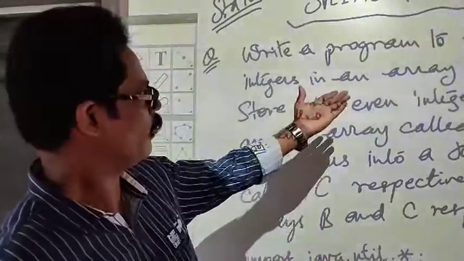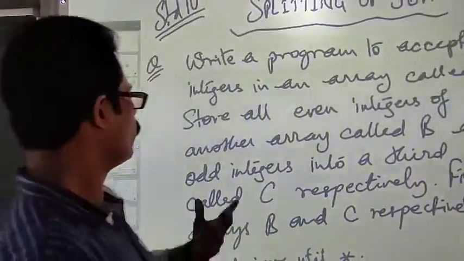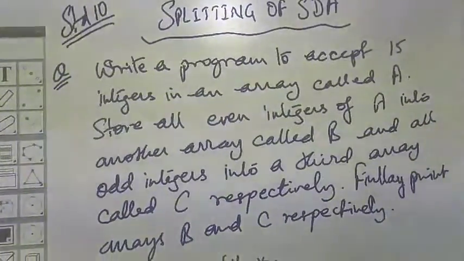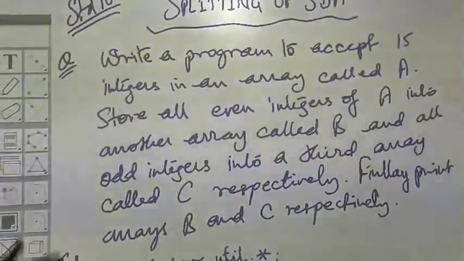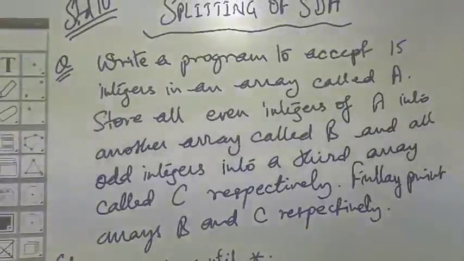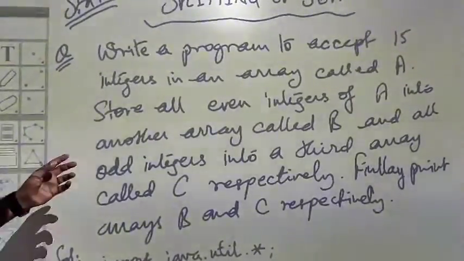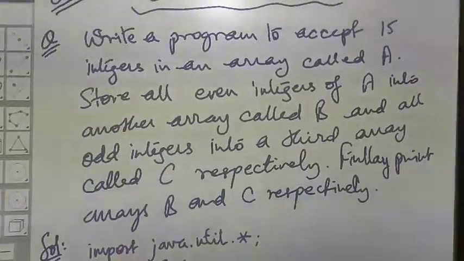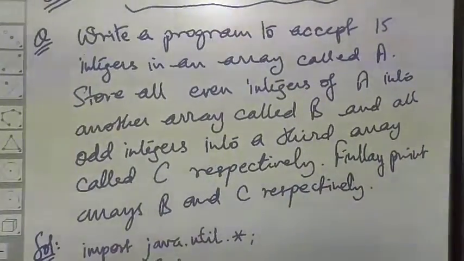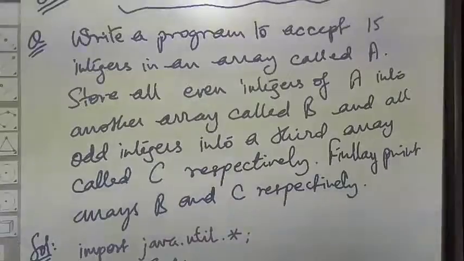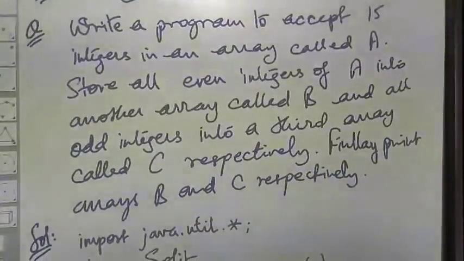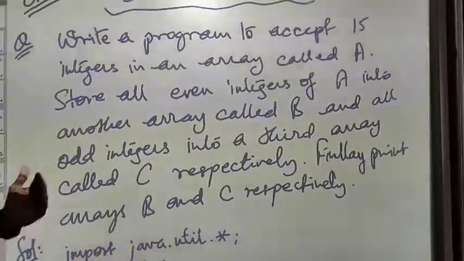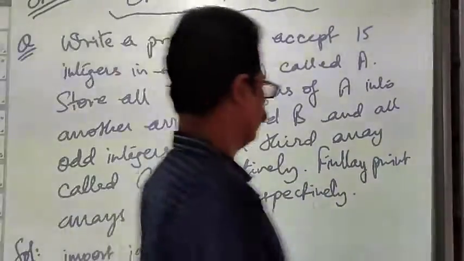So we start with the question here. Let us see the question first. Write a program to accept 15 integers in an array called A. Store all even integers of A into another array called B, and all odd integers into a third array called C respectively. Finally, print arrays B and C.